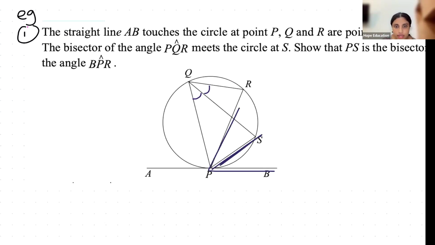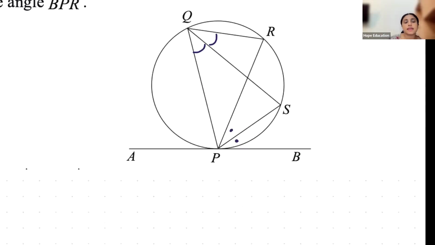For that, we have to show that this angle and this angle are equal. Okay. First, we can see, let's write. So we can see one chord here.